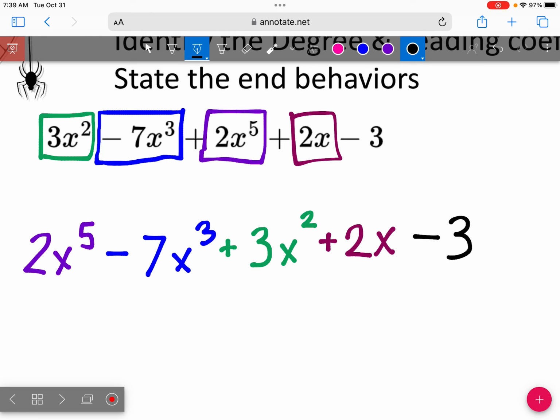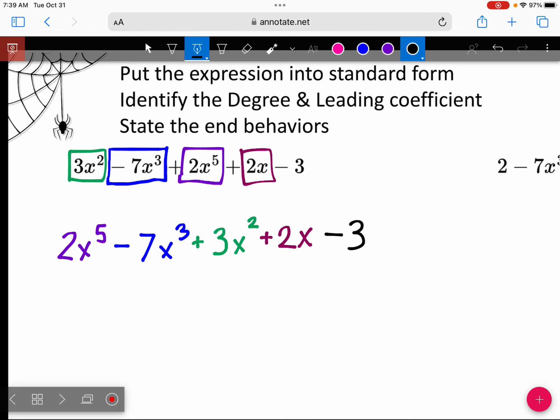So all it means to put something in standard form is to write it from biggest to smallest exponents. So I'm counting down. 5, we skipped 4, we don't have a 4 here. 5, 3, 2, 1, 0. So then we're going to practice that on end behavior again.